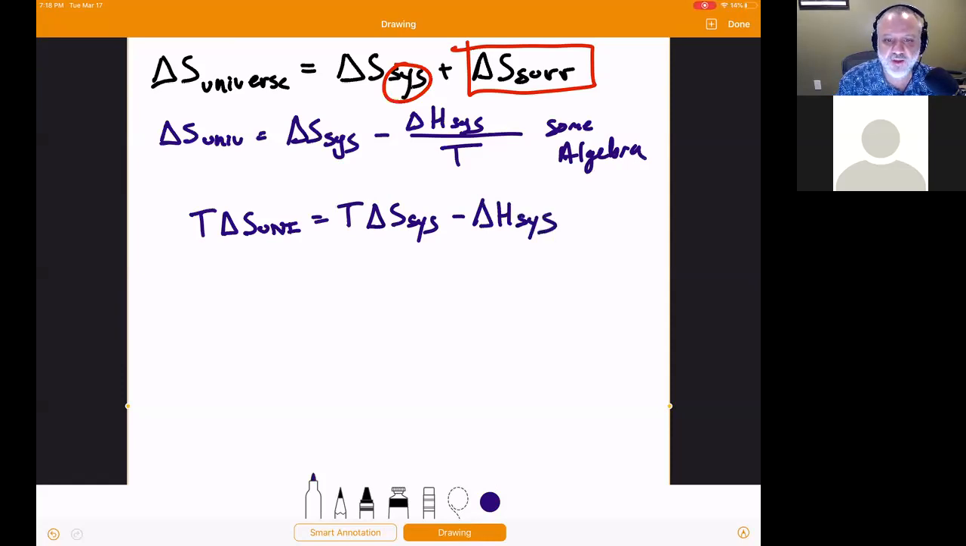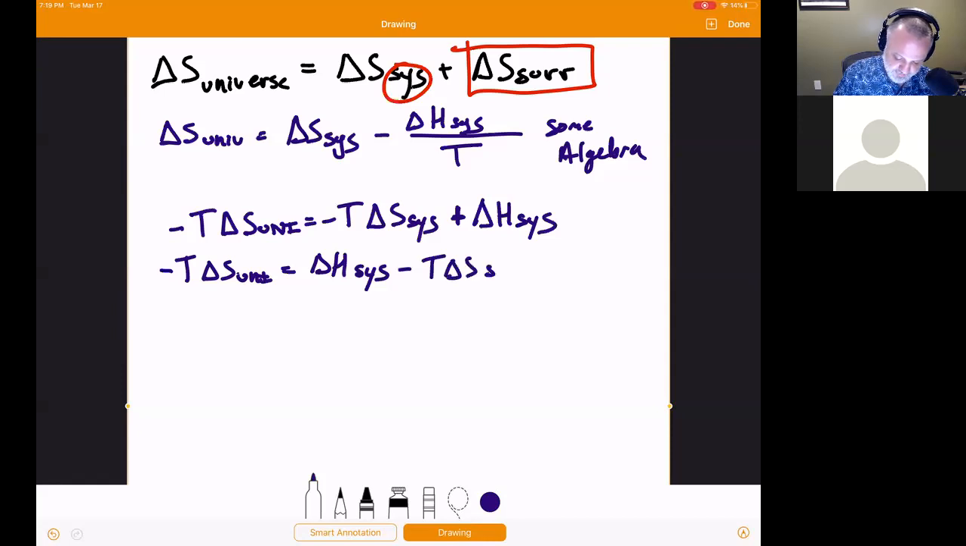Now, that's great. So I got T out of the denominator. I've got everything in terms of the system. And now I know that when this term is positive, the process is spontaneous. Now, the problem is that T delta S of the universe is a little bit cumbersome. And so I'm going to multiply everything by -1 just to rewrite that. So I'm going to take -1 there, multiply it by -1 here, and then multiply it by -1 there. Now I have a new equation. And so I'm just going to do a little bit of rearranging. T delta S universe equals delta H system minus T delta S system.